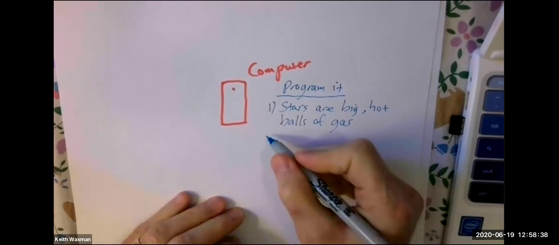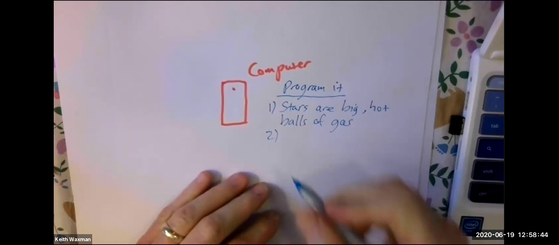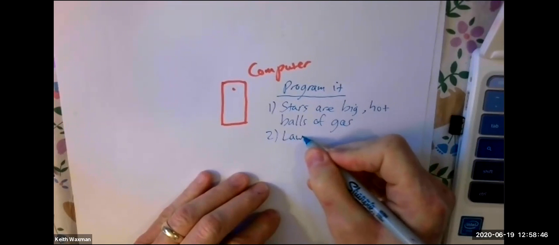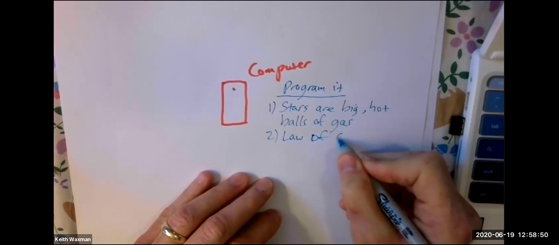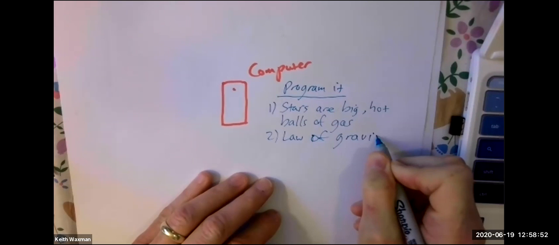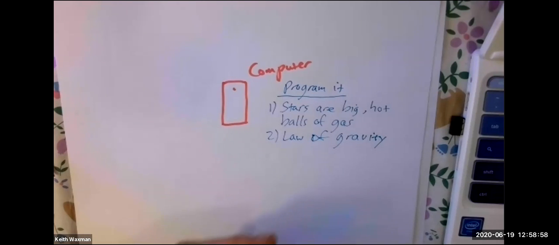And then we have to tell the computer how we think these stars hold together. How do they hold together? What force? Gravity. So computer, we better tell you the law of gravity. You've got to know that, because we think that's how stars function. That's what holds them together.